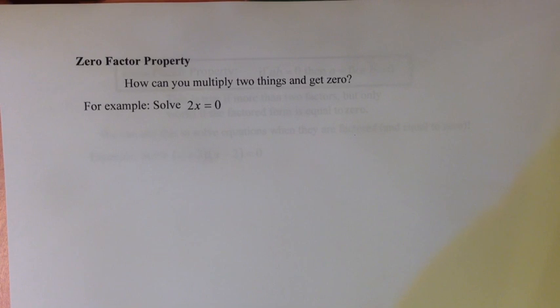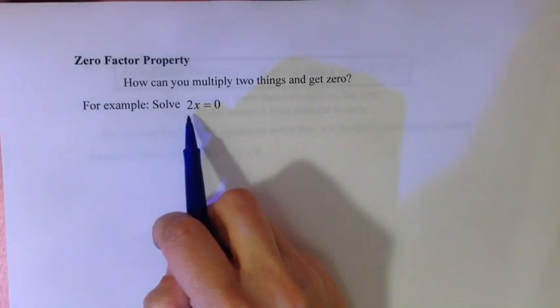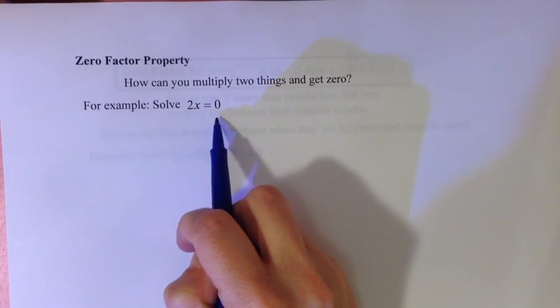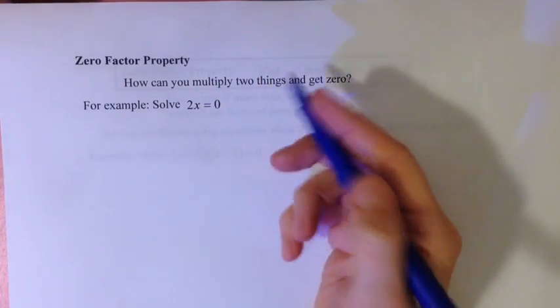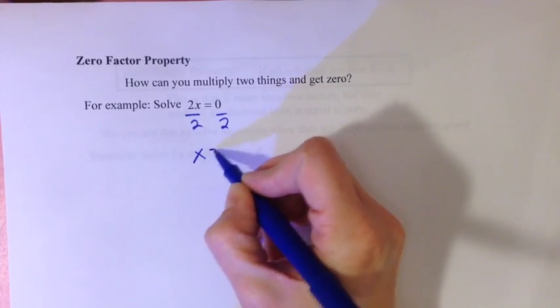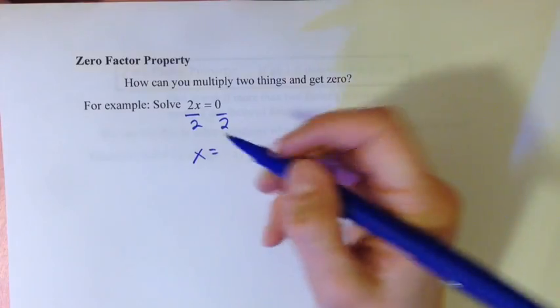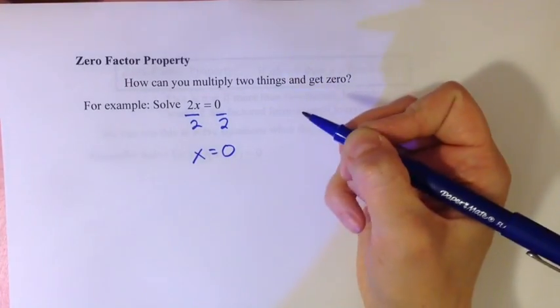So I want you to think about how you can multiply two things together and get zero. For example, I've got this equation that says 2 times x equals 0. What does that tell you about what x has to be? If you're not sure, that's okay. We can go ahead and solve this equation. 2 multiplied by some number equals 0. In order to solve this, I would divide both sides by 2, giving me x equals whatever 0 divided by 2 is. 0 divided by 2 is just 0.